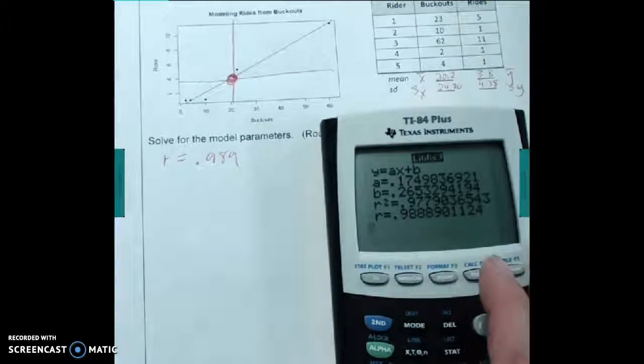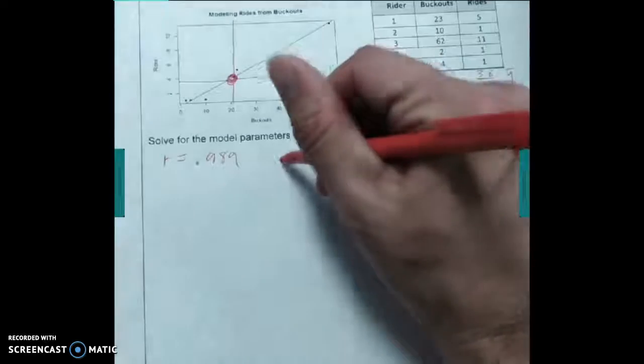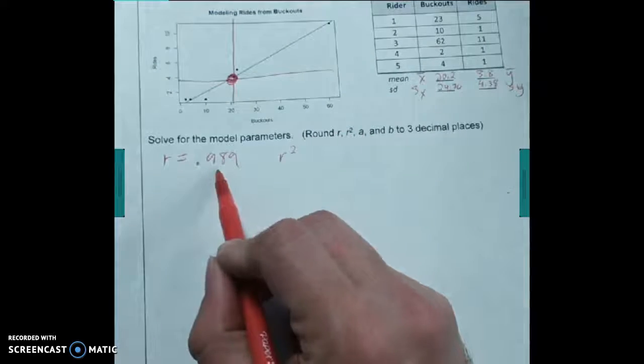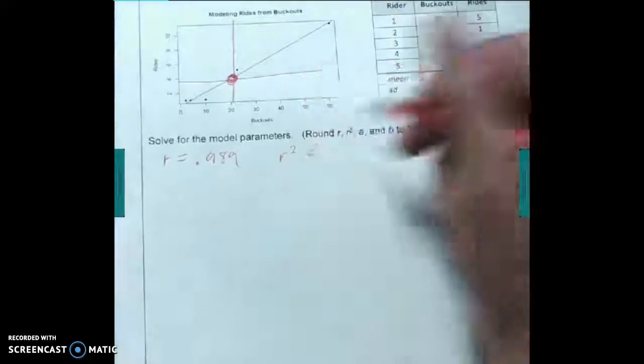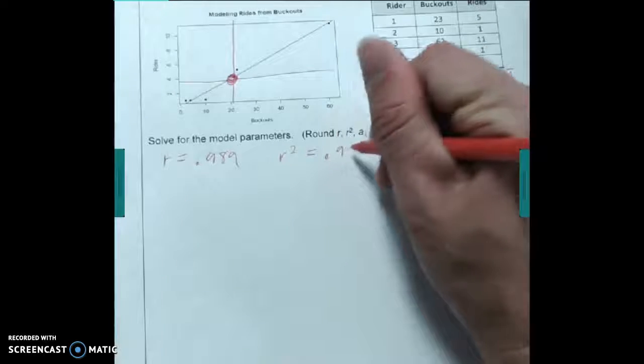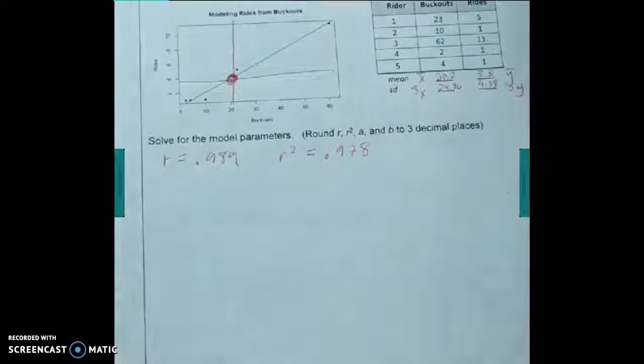We also have this r squared. I'm going to go ahead and copy that down too. R squared, which is just literally this number squared, is 0.978. Let's talk about what those mean.